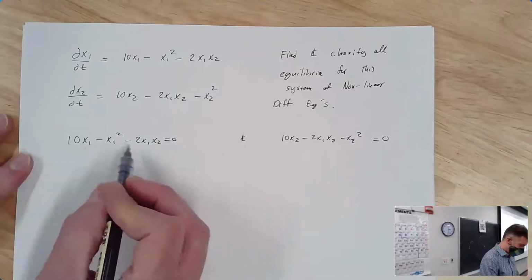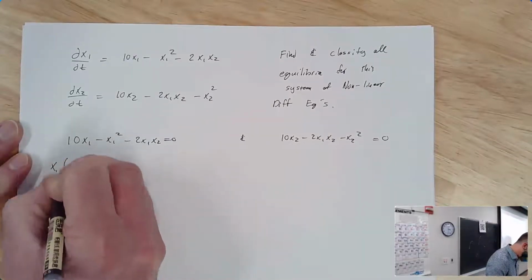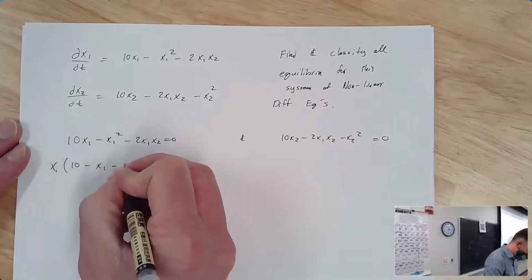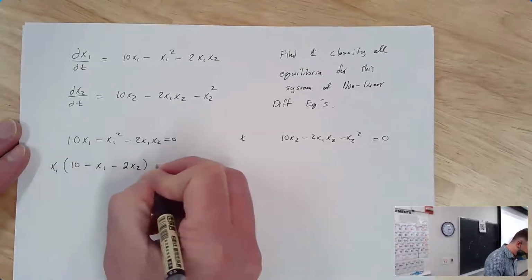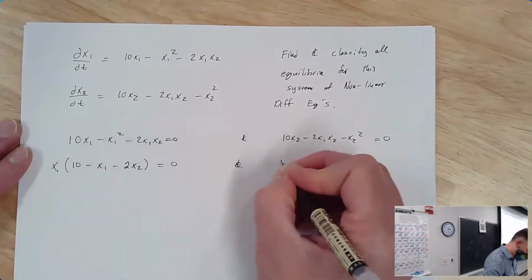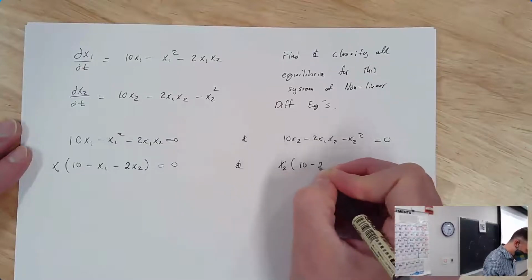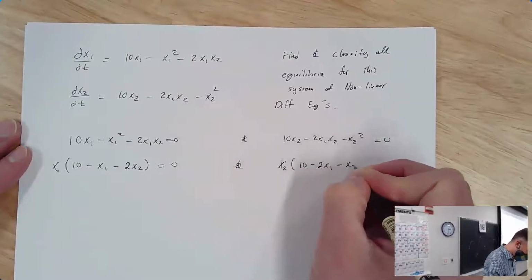So here, I definitely see I can factor out an x1. I'm left with 10 minus x1 minus 2x2. And here, I can factor out an x2. I'm left with 10 minus 2x1 minus x2.